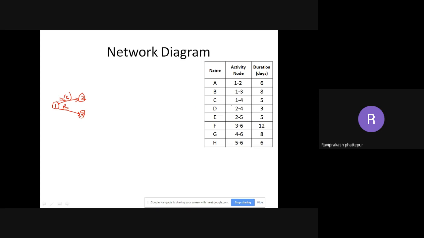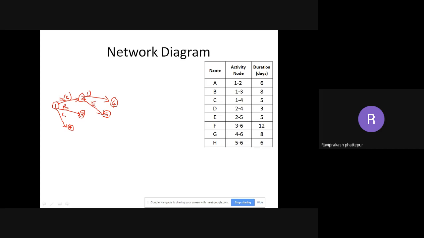Then C is 1 to 4. I'll draw here C, this is 1 to 4. Then D is 2 to 4. So here 2 is here, then 4. 2 to 4 is D. Then E is 2 to 5, so there is one more here. I'll draw it here, 2 to 5. This is E, 2 to 5.